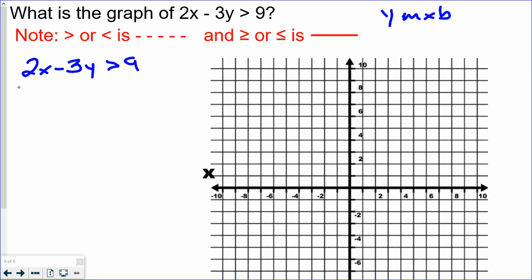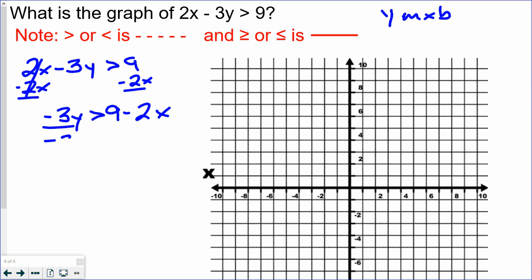All right. And so I'm going to subtract 2x from both sides, minus 2x. So I have negative 3y is greater than 9 minus 2x. I'm going to divide by negative 3, and I have to divide everything by negative 3. Now here you have to be really careful.